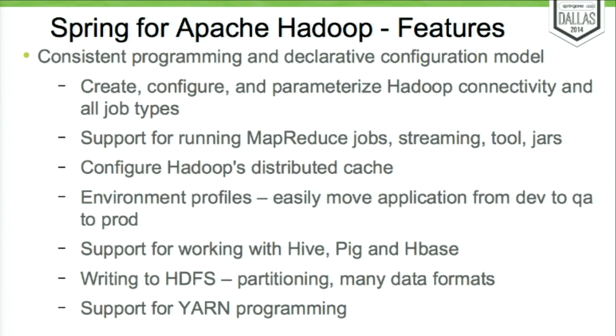And we also have support for running MapReduce jobs, both just regular MapReduce or streaming or some of the Hadoop tools. Hadoop has a feature where you can run hadoop jar and just run a Java jar as part of that. You can do that with Spring for Apache Hadoop as well. You can define the things that Hadoop has in the distributed cache. So with the Spring Hadoop configuration, you can actually define how that's going to be used for your app.